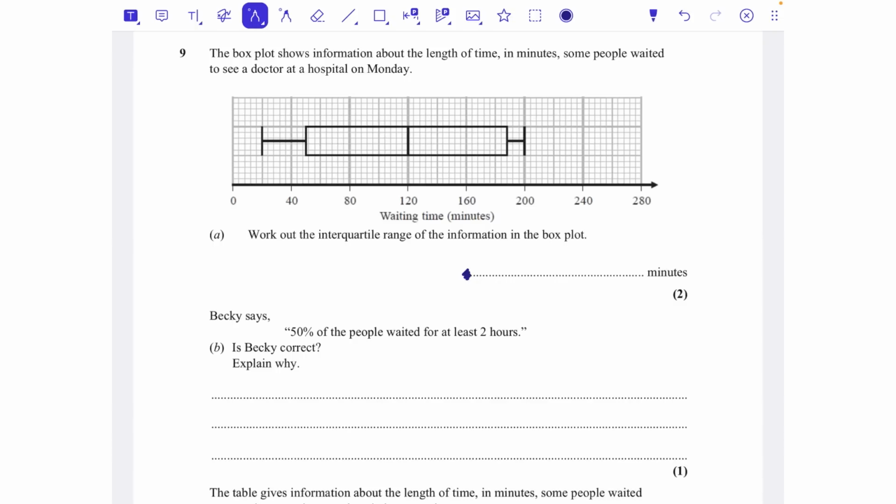So the interquartile range is the difference between your upper quartile, which is the top of the box, and the lower quartile, which is the bottom of the box. In the middle, we've got the median. And then this value out here is the highest value. And at the bottom, we've got the lowest value. So the interquartile range is your upper quartile, take away your lower quartile.